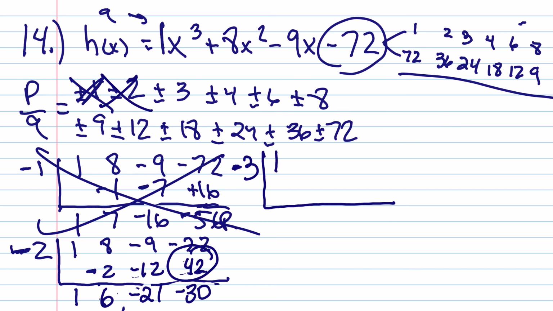So I tried that. And I'm going to just see if it works. 1, 8, negative 9, negative 72.